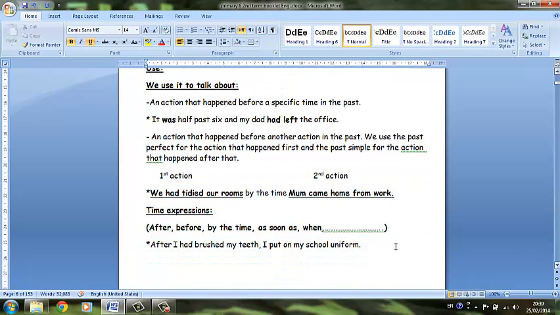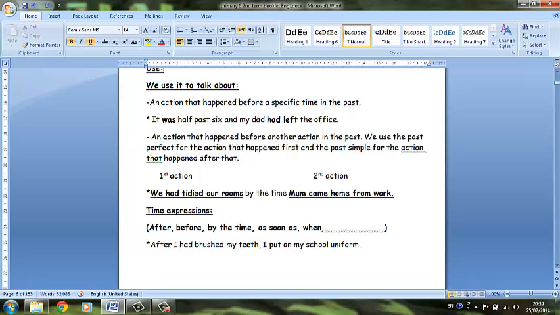When do we use the past perfect? We use it to talk about an action that happened before a specific time in the past. It was 6:30 and my dad had left the office. So this is the specific time, or the fixed time, or the main time. And what happened? My dad had left the office. It means that he had left the office before it was 6:30.